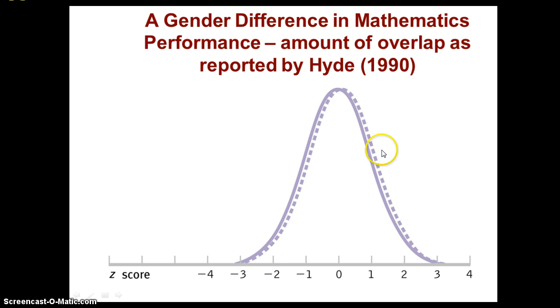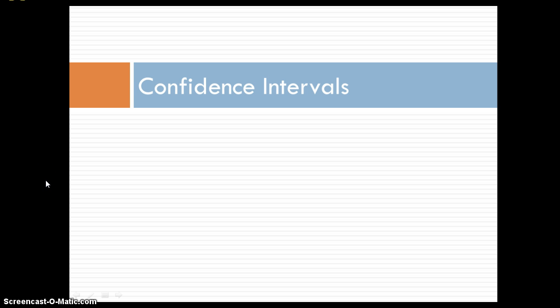If we look at the distributions of scores, this is what we find, that if you look at how much overlap we have, you see the dashed line here and then the solid line, basically, they're pretty much on top of each other. So what does this tell us? If we're finding something that's statistically significant, it doesn't necessarily mean that it's practically significant.